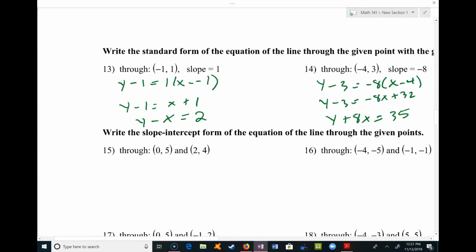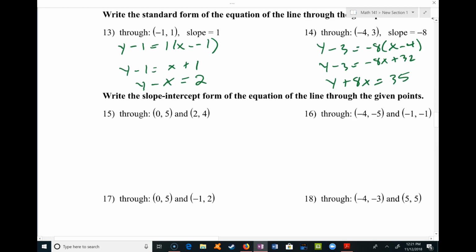Now it says write the slope-intercept form of the equation of the line through the given points. So once again, I'm going to want this when all is said and done, but I'm not necessarily going to go there first. I'm just going to go y minus, and now remember the point-slope form of the line requires a point on the line. So it doesn't matter which point, so I'll just pick the first point. So that'd be y minus 5 is equal to m times x minus 0. Now the problem here is they didn't give me the m.